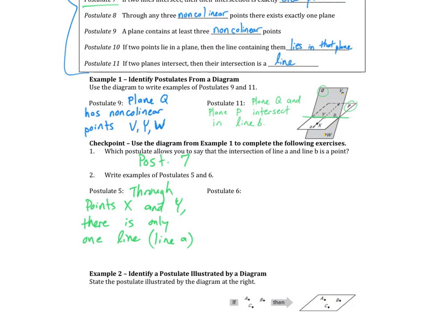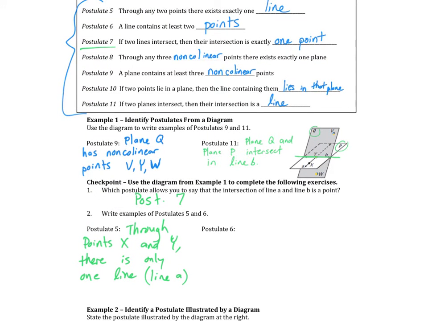And postulate 6 says a line contains at least 2 points. So if we look at it, we could say, okay, well, line A has points X and Y. So that'd be an example of postulate 6.